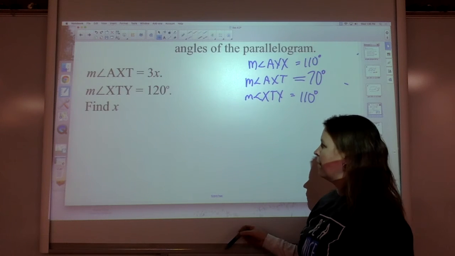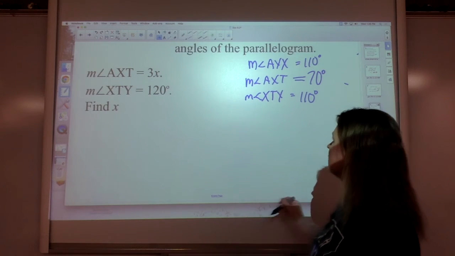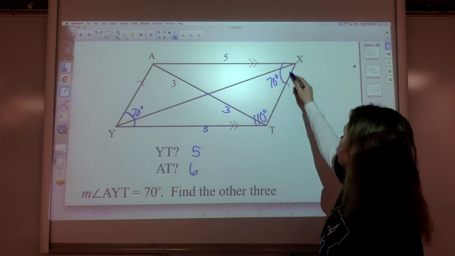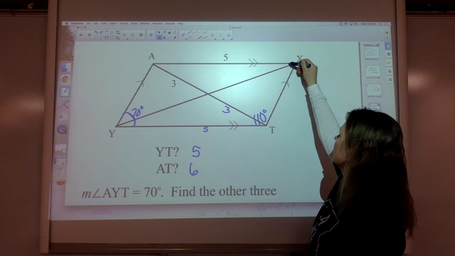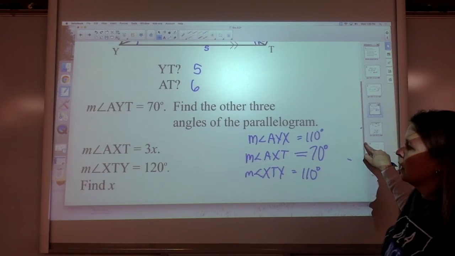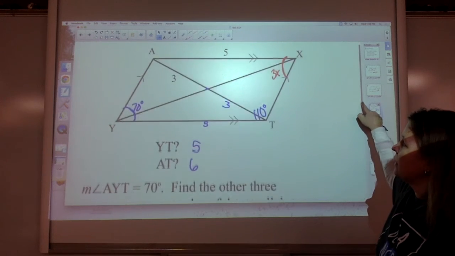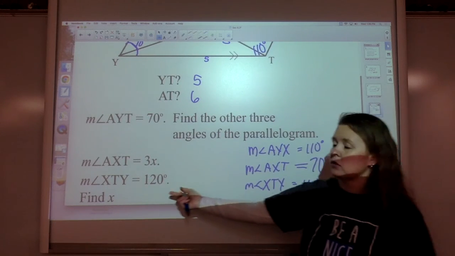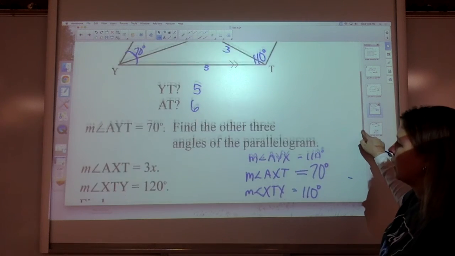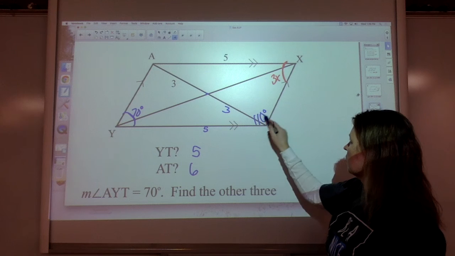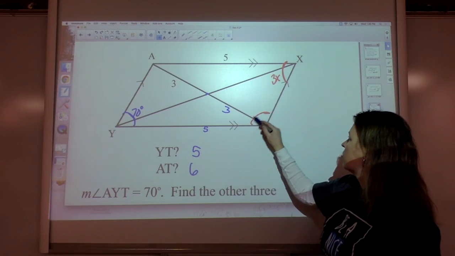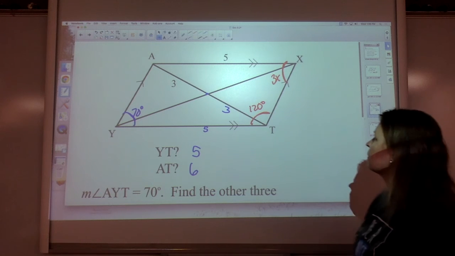Over here, separate problem. The measure of angle AXT is 3x. So that's up here in this corner. I'm going to get rid of this. Measure of angle AXT, so all of this is 3x. The measure of angle XTY is 120. This again goes back to chapter 1. Can you name your angles properly? XTY is 120. So I'm going to go XTY. This whole corner is 120 degrees.